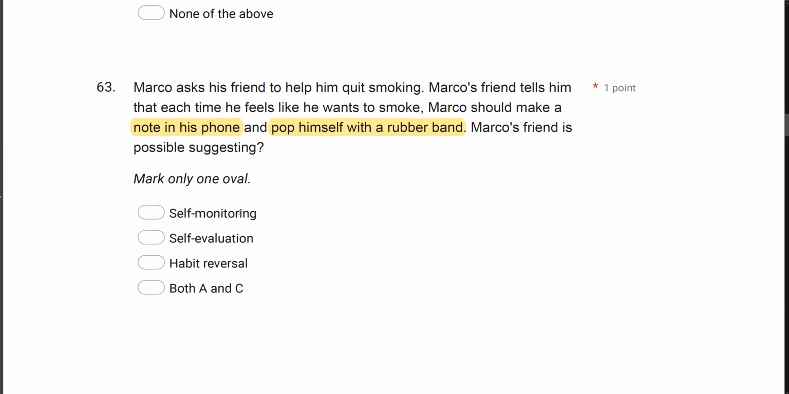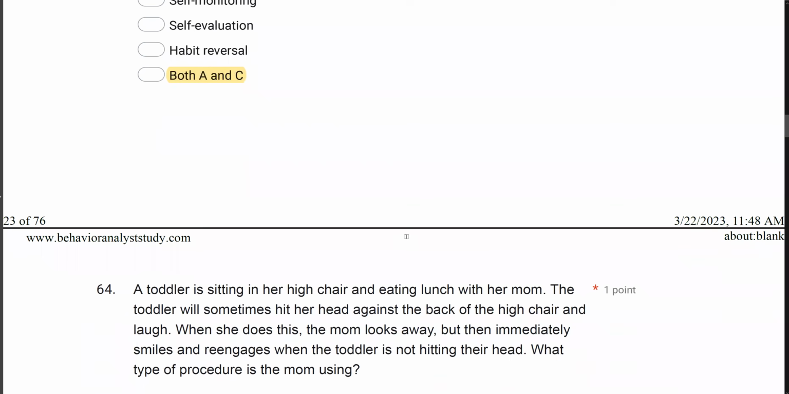So Marco's friend is not only suggesting self-monitoring, he's also suggesting habit reversal, even if unintentionally. By proxy, self-monitoring is directly related to habit reversal. He's working to reverse Marco's habit of smoking. So Marco's friend is possibly suggesting both A and C.